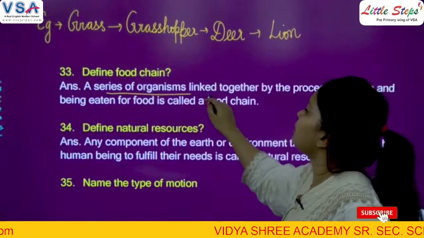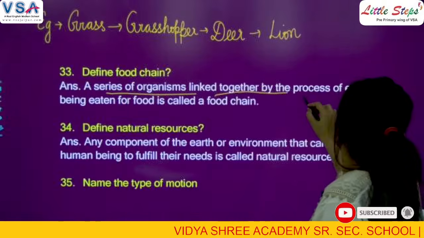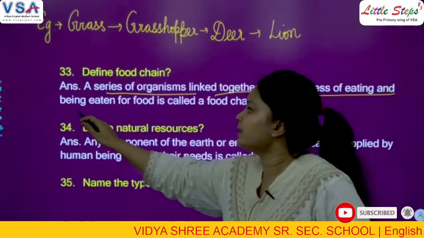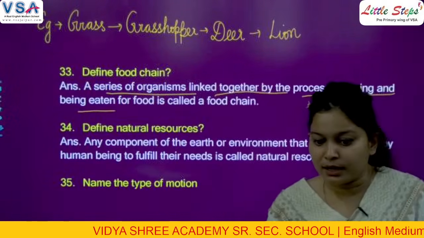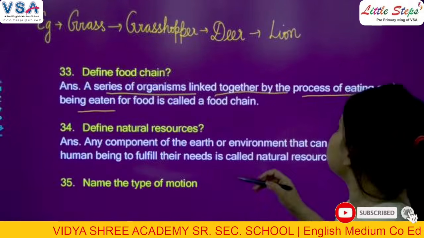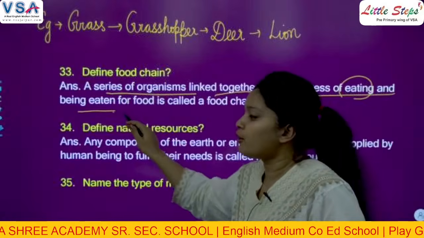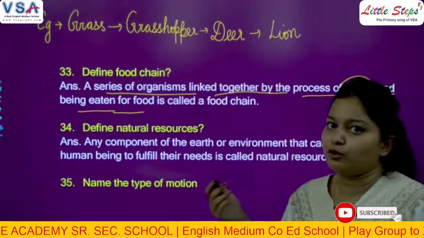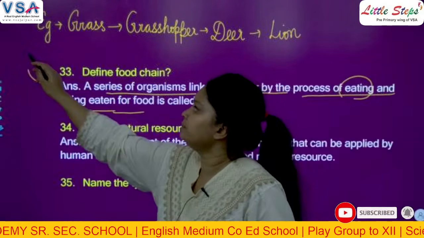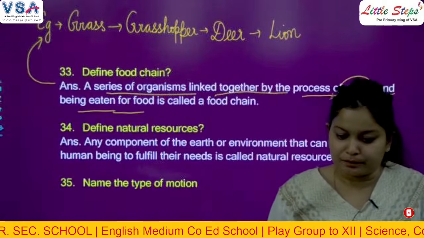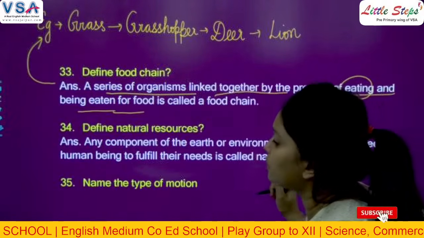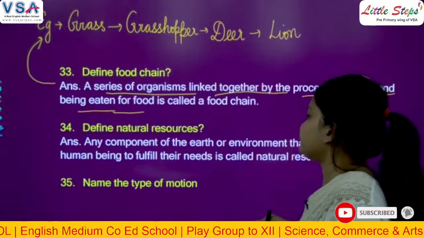A series of organisms linked together by the process of eating or being eaten. Either they are eating or they are being eaten. Eating means we ate something, or being eaten means something ate us. That is known as a food chain, and you can also write an example. Through the example, you can understand the answer more.